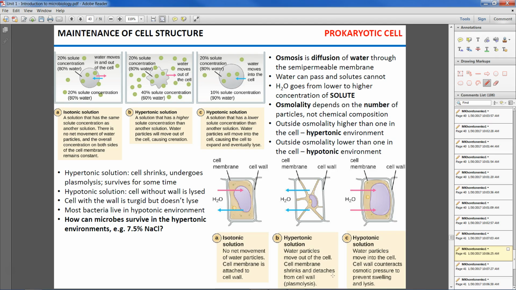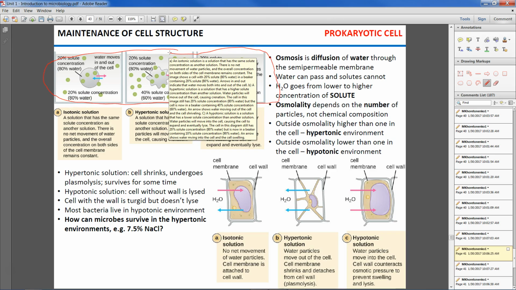We're going to chat about the maintenance of the structure, and then we're going to take a break. Okay. So how do we maintain the structure of the cell? Osmosis. The answer. So what is osmosis? Illustrated here. What is osmosis? Movement of what chemical? Water.